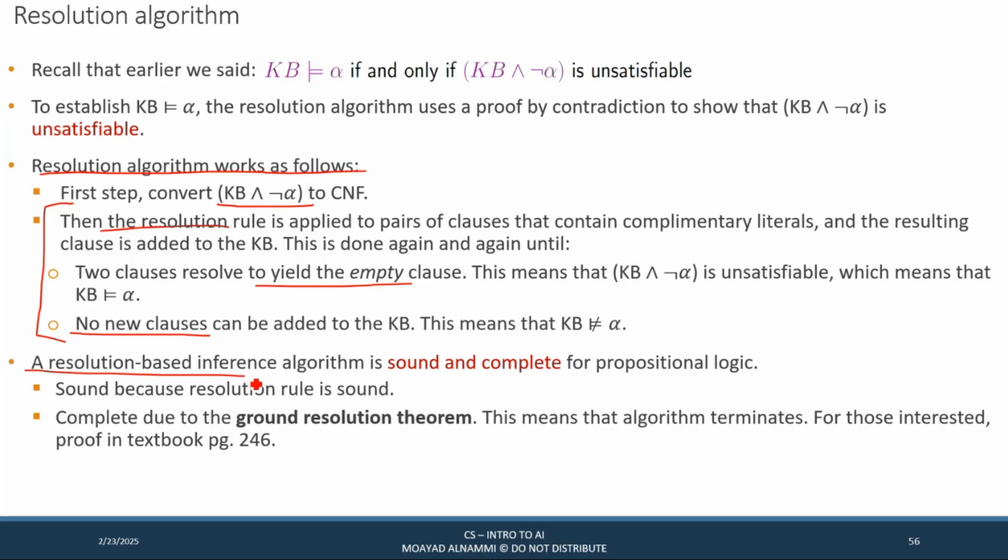This type of algorithm is called a resolution-based inference algorithm. It is sound and complete for propositional logic. It is sound because the resolution rule is sound, and it is complete because of a theorem called the ground resolution theorem. We won't go into the details. You won't be asked questions on this, but the whole point of the ground resolution theorem is that the algorithm terminates. Either you'll get an empty clause or there are no more new clauses to generate. For those who are interested, you can find this proof on page 246.